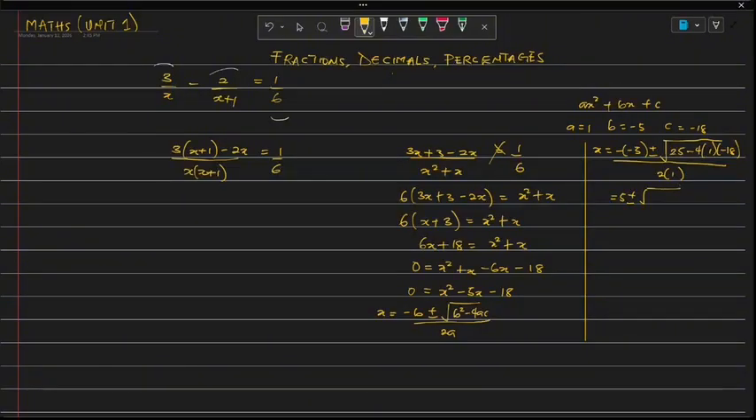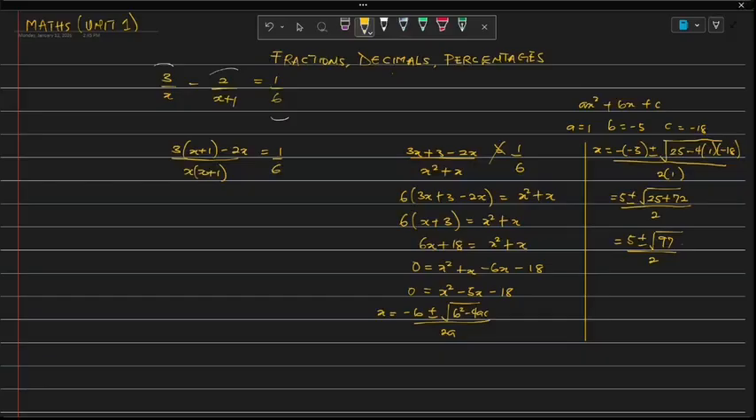So let's press our calculator. Minus 4 multiplied by 1 multiplied by minus 18. So we have 72. So we have 25 plus 72, all over 2. Which takes us to 5 plus or minus the square root of 25 plus 72, which gives us what? 97. 97 over 2. Right? So what is the square root of 97?